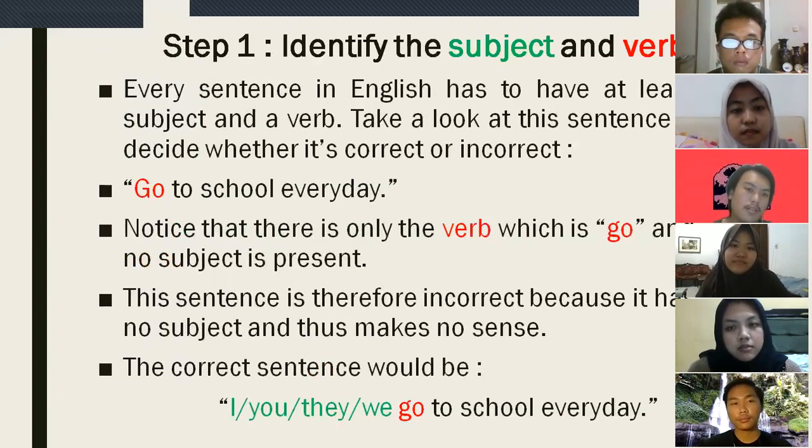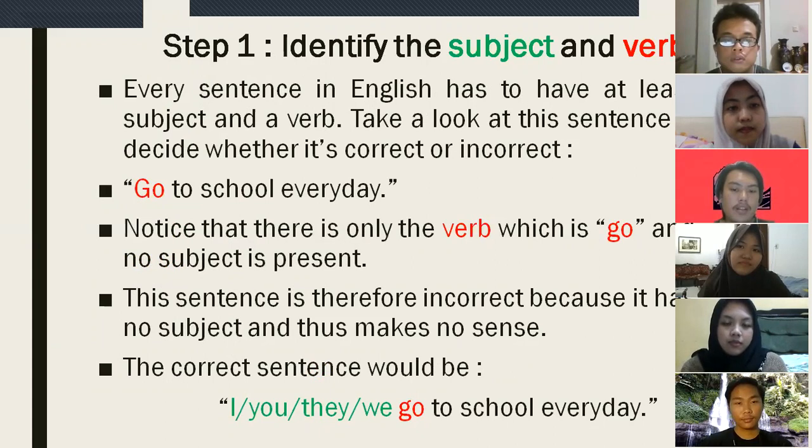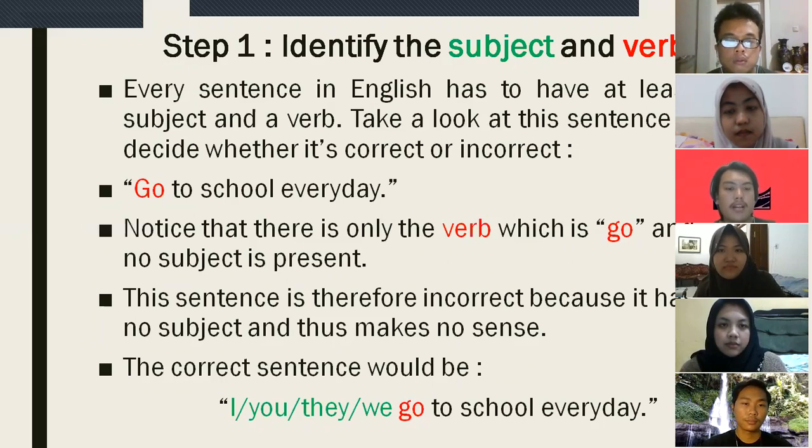Step 1, identify the subject and the verb. So the point of this video is for you to be able to properly analyze a sentence based on the subjects and the verb and decide whether they are correct or not. Every sentence in English has to have at least a subject and a verb. Take a look at this sentence and decide whether it's correct or incorrect.